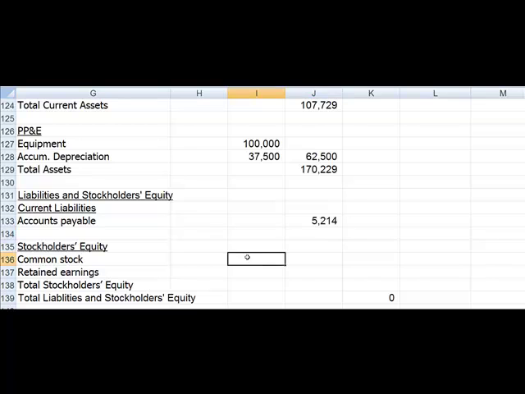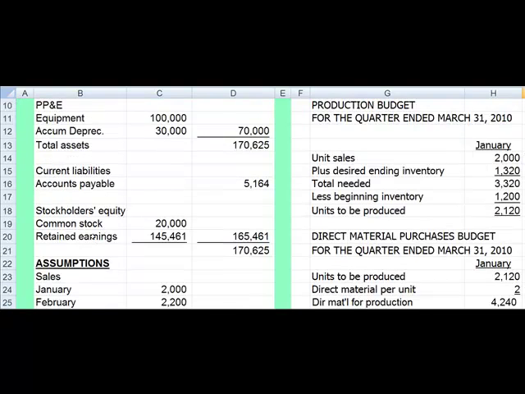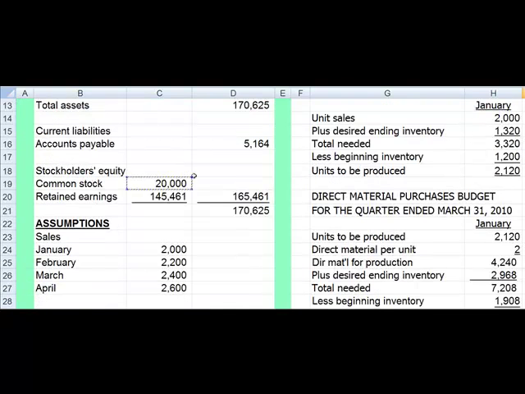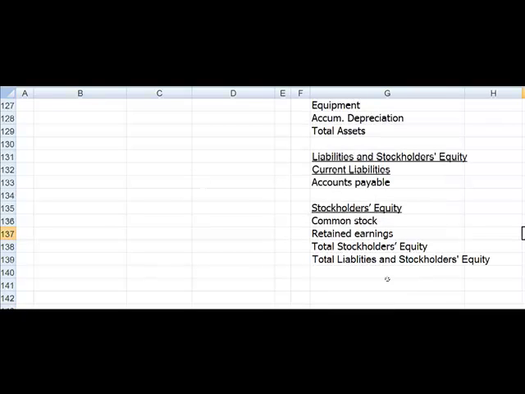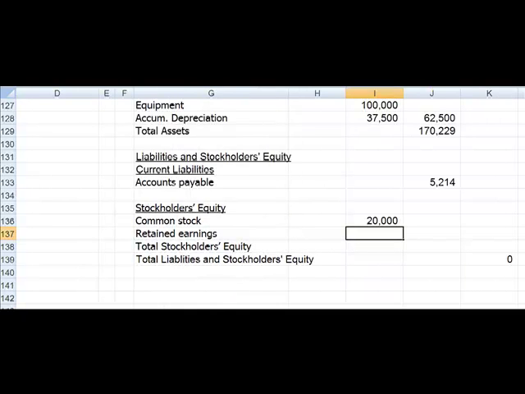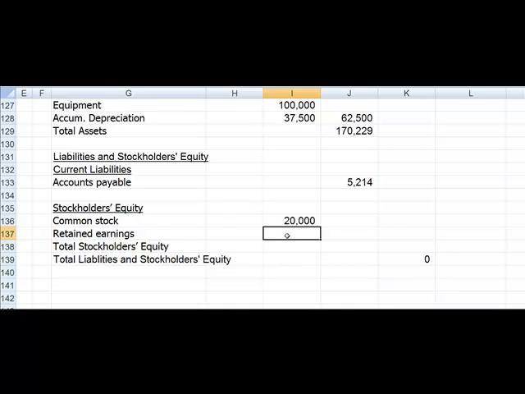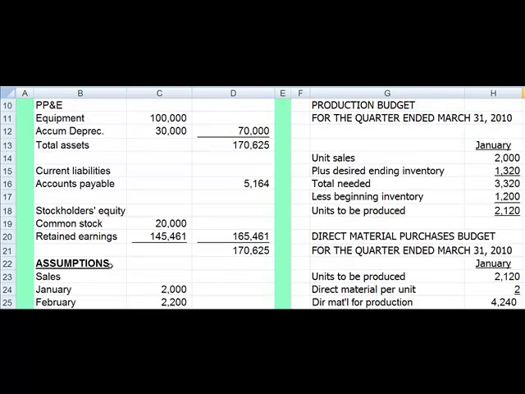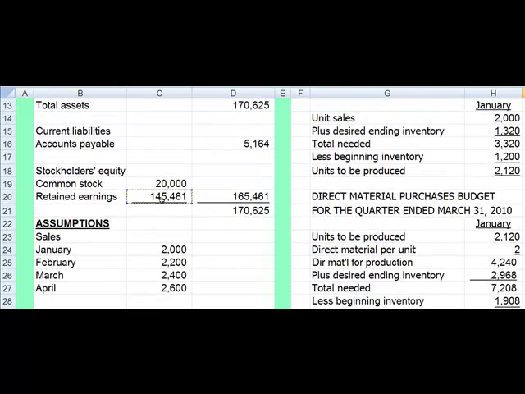Common stock, we're going to pick up the beginning balance. Now we didn't sell any additional common stock or issue any additional common stock, so we still have $20,000 in that account. And our last account is retained earnings. Now, retained earnings, remember, is all the earnings that have been kept in the company since the company began. So it includes all the net income minus the dividends. So we start with our beginning again. So I'm going to Control Home, go back up to my balance sheet, and here's my retained earnings at the beginning of the period. To that, I'm going to add my net income for the period.